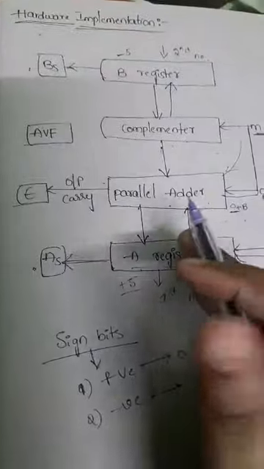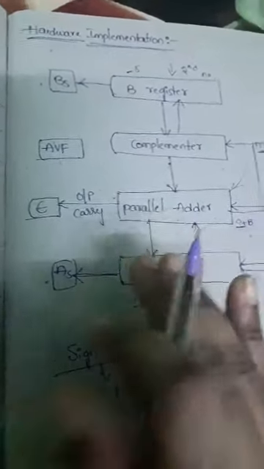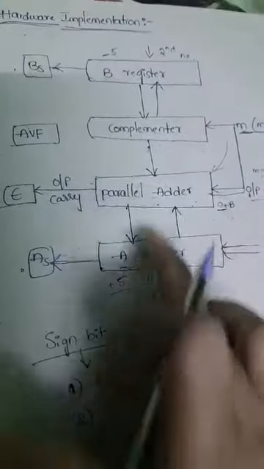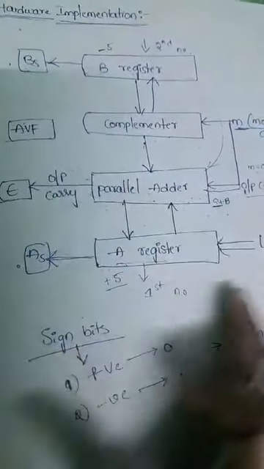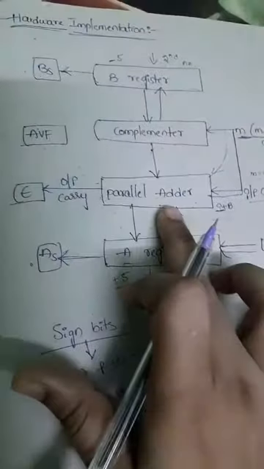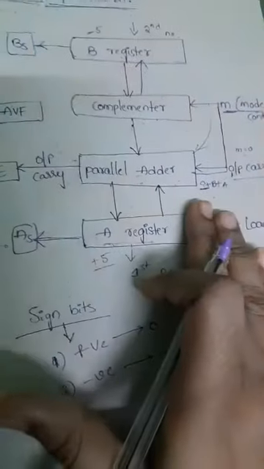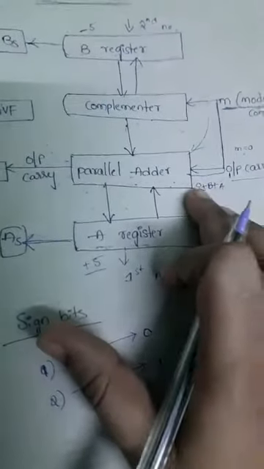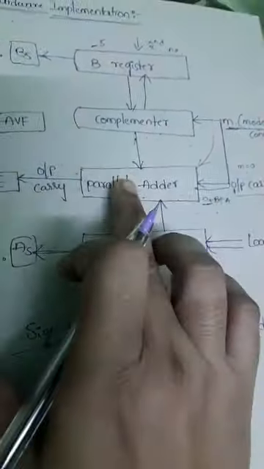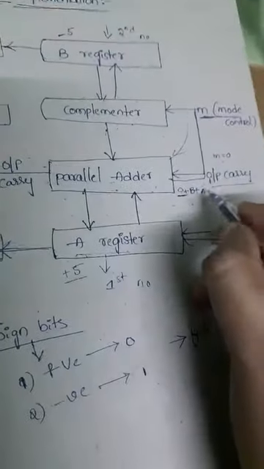Okay, so after that, the A register is also connected to the parallel adder, no? So now we do one thing here: the A register content is transferred to the parallel adder also. Okay, so now we have the information 0 plus B plus A present in the parallel adder. So now what result will we get here?